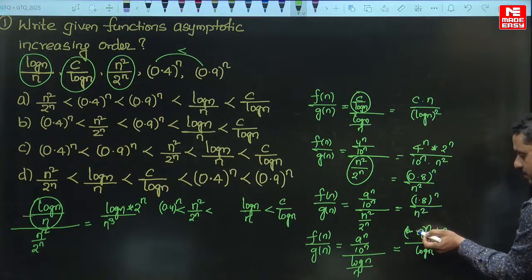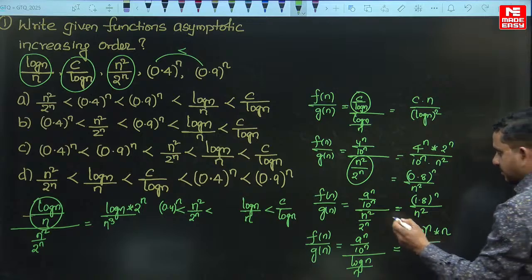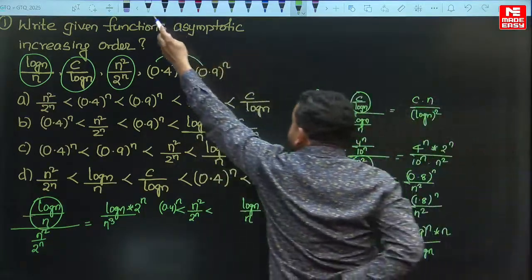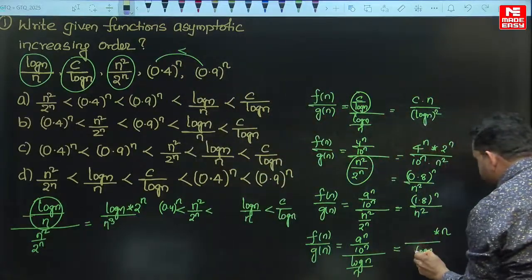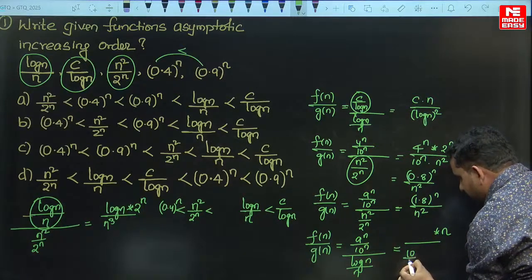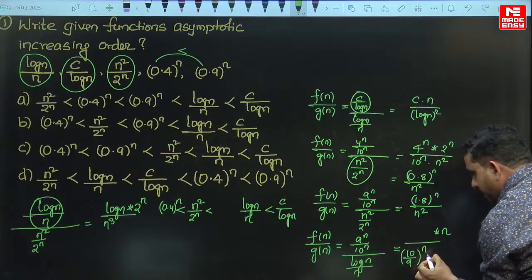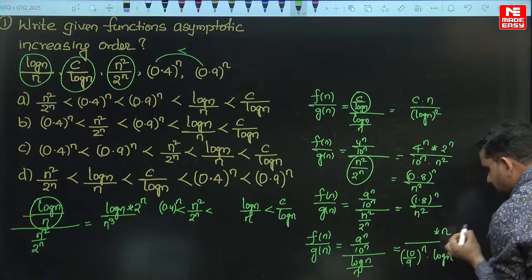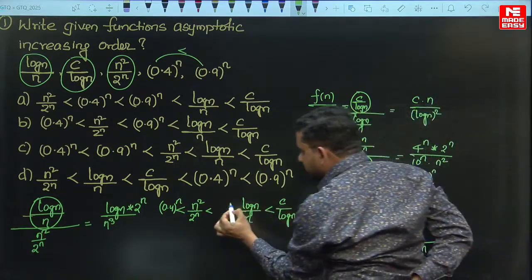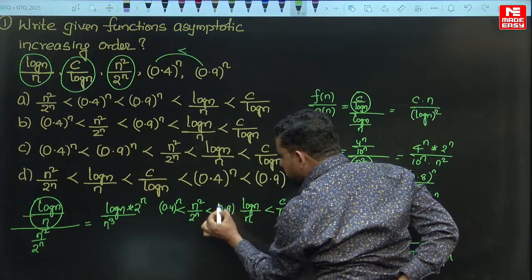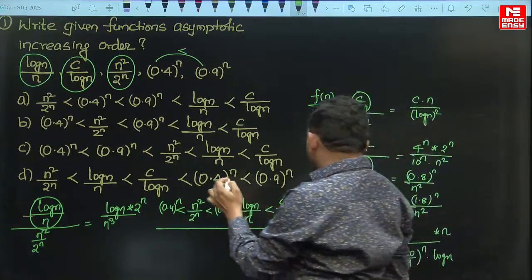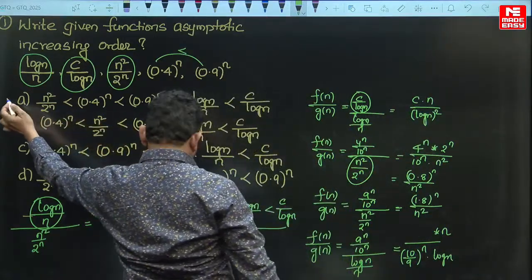If you convert this into the denominator side, it becomes 10 by 9, so the denominator becomes exponential. This becomes 10 by 9 whole power n, multiplied with log n. So the denominator is exponential, the numerator is polynomial, and log n by n is greater. That means 0.9 power n is greater than this and smaller than this. This is the asymptotic increasing order. The answer to this question is, I think, option B.